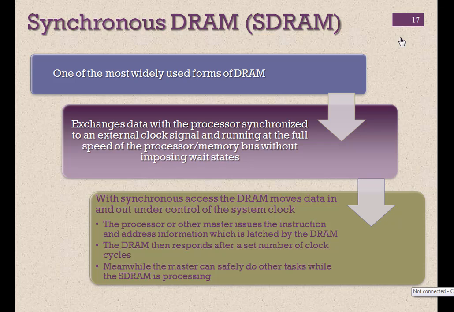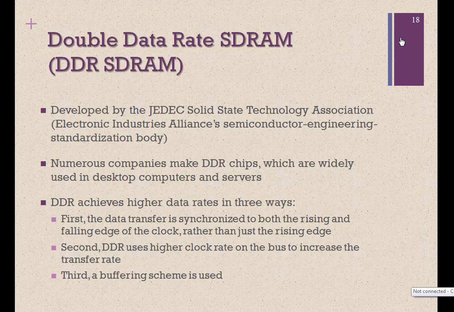Synchronous DRAM, SDRAM, exchanges data with the processor synchronized by clock signals, running at full speed. The processor issues instructions, and the DRAM responds after a set number of clock cycles. Meanwhile the processor can perform other tasks, and there are some tasking and processing issues.